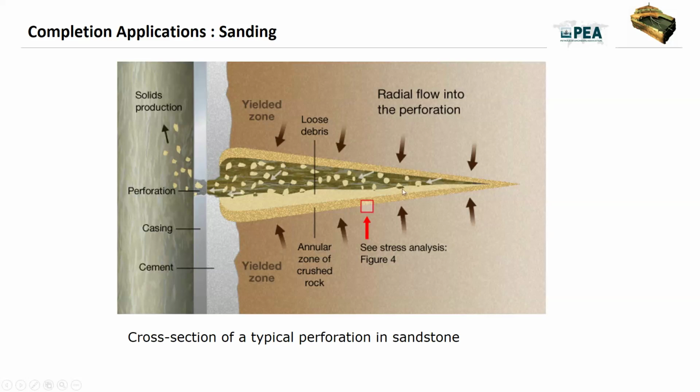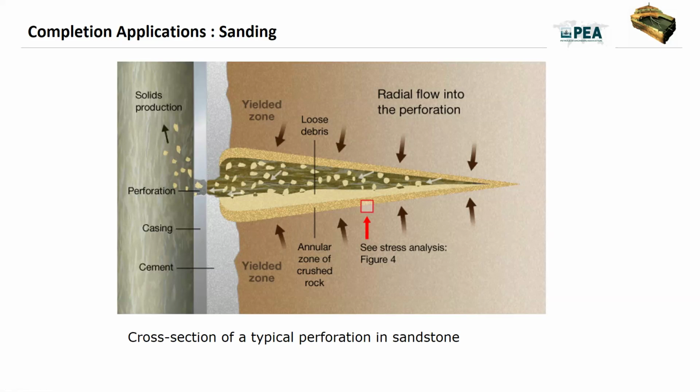Here we can talk about a weak reservoir. In this yield zone, it means the reservoir starts to be depleted and we are under the estimated UCS. So all the solids in the reservoir can be transported from the annular zone of crushed rock to the perforation, and we start getting solid production.